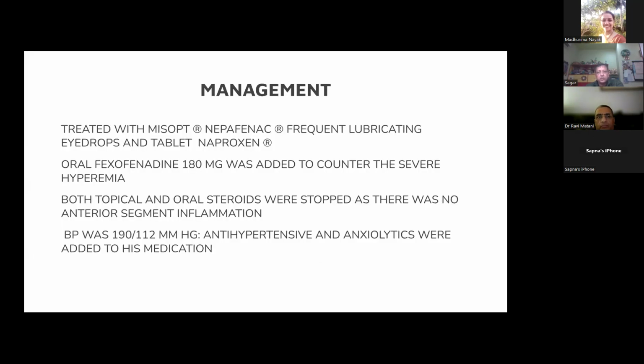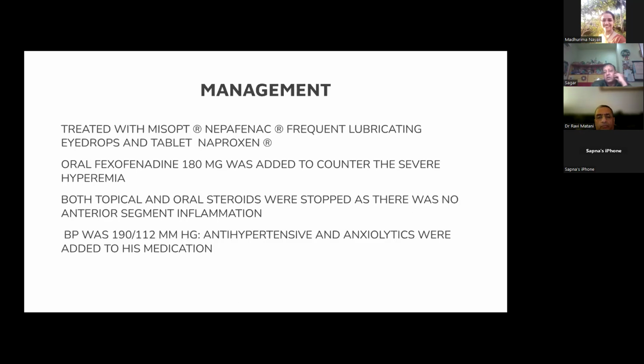And so the important thing is I took him off most drugs. Just one anti-glaucoma medication, that was Mysopt, and Nevanac for his inflammation, a frequently used lubricating eye drop, and naproxen for his inflammation, and fexofenadine for his allergy, which might have been because of the brimonidine, very severe red eye. I stopped all steroids. In his anterior segment there were no cells and flare, but somehow everyone just decided not to stop the steroids. And the important thing is his BP was right up there, 190/112 millimeters of mercury.